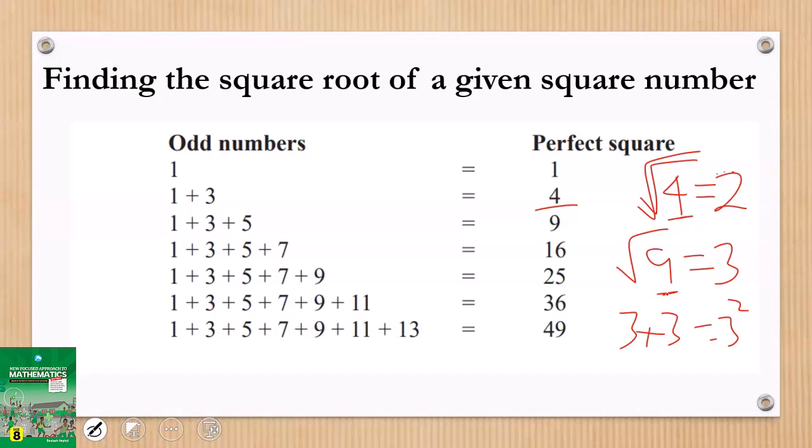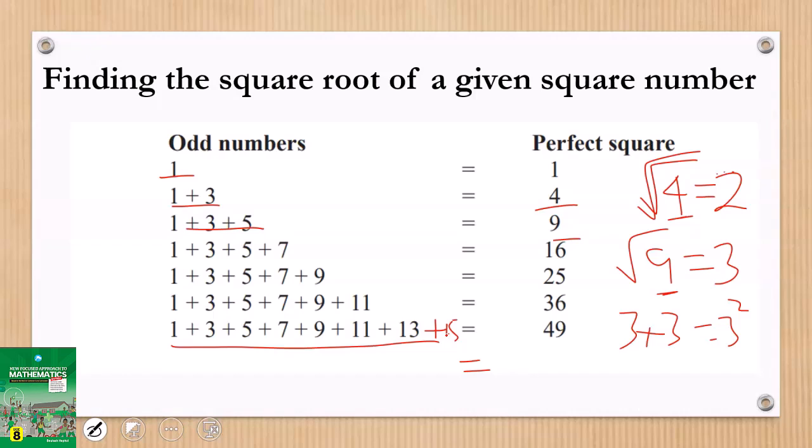Now, you can also observe that if we keep adding odd numbers, we'll be generating perfect square numbers. So 1 is 1, 1 plus 3 is 4, 1 plus 3 plus 5 is 9, 1 plus 3 plus 5 plus 7 is 16, in that order. So you can even predict the next perfect square number, which would be all this plus 15, and that will give us the next perfect square number, which will be 64.